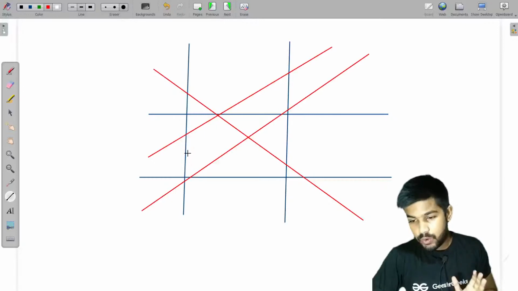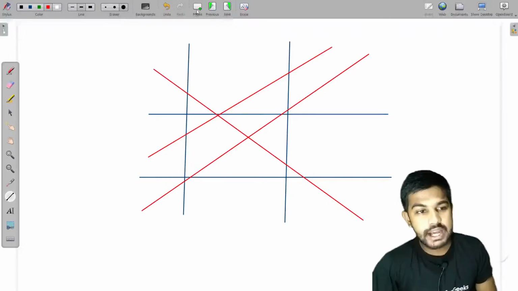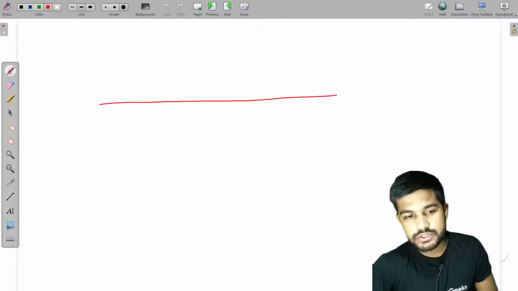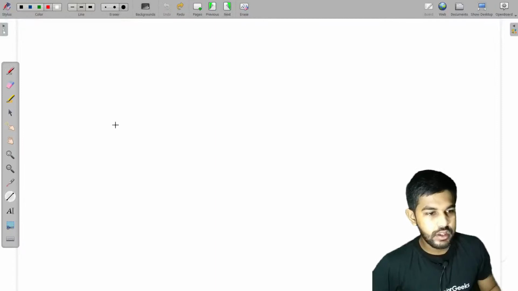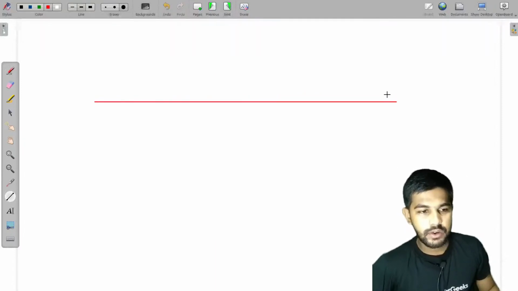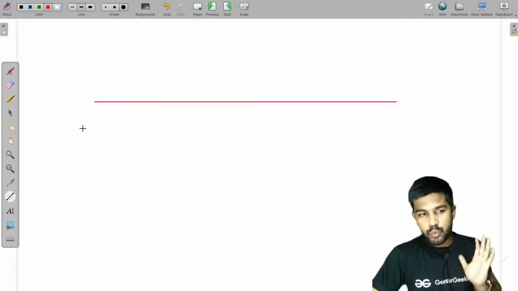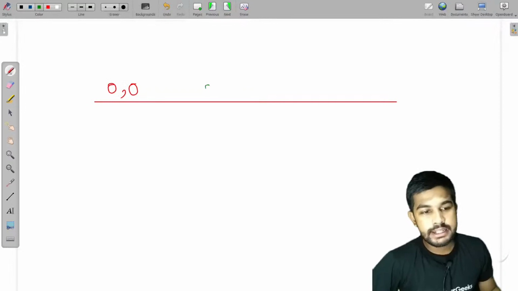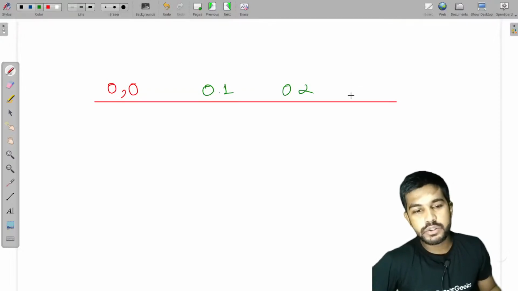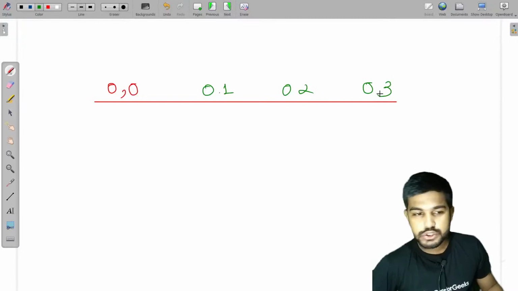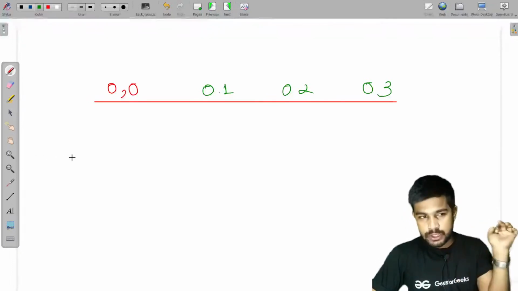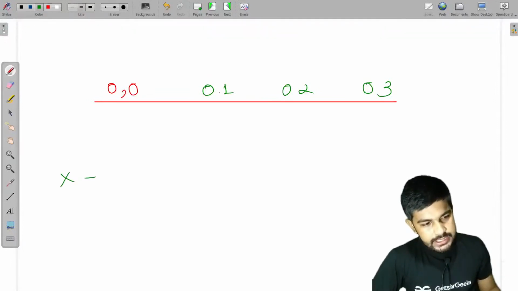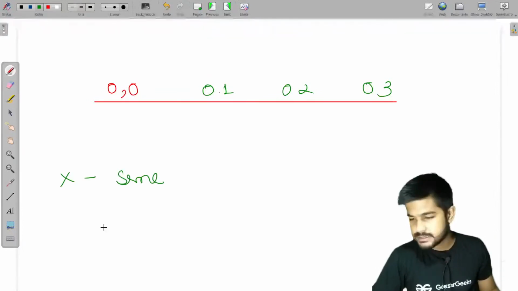Okay. Now, what I would be doing is, I would first be looking at the straight line. For the straight line, suppose this is 0, 0, then it is 0, 1, and then 0, 2, and then 0, 3. So if I need to check for the rows, then the x-axis would remain the same. So x is the same.